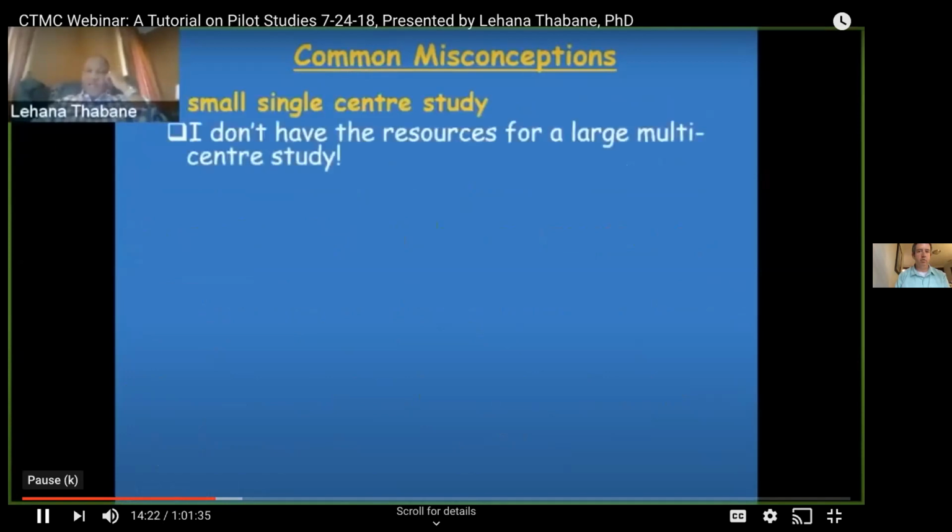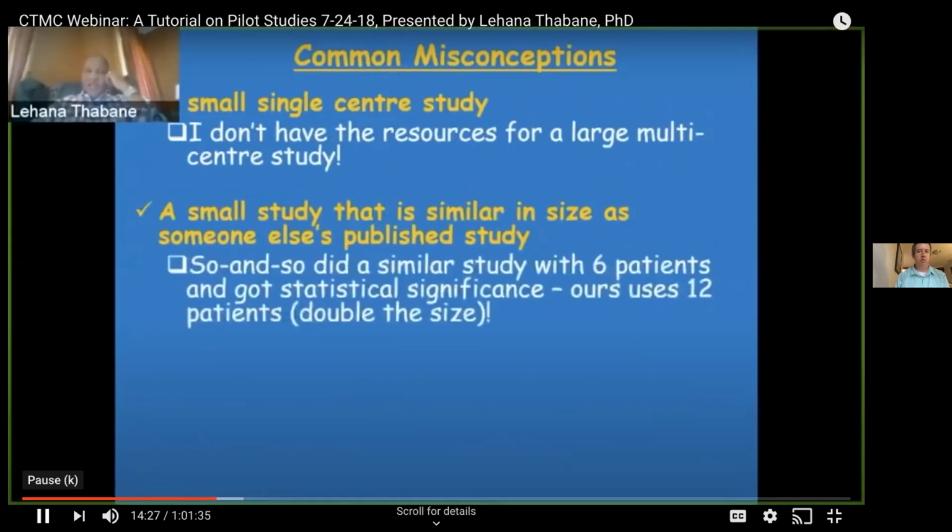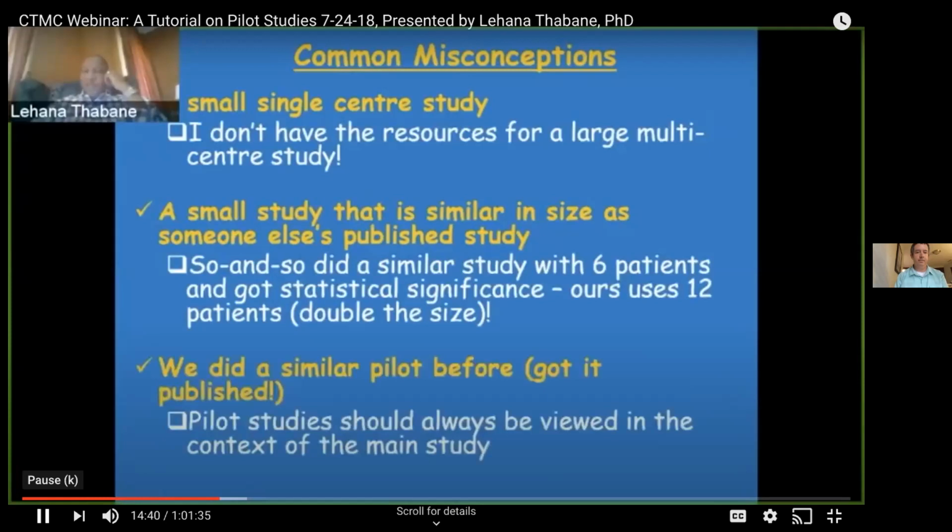A single center study, I don't have the resources for a multi-center study. So-and-so did a similar study, and they got statistical significance. Ours uses 12 patients, which is double the size, and therefore we'll still call it a pilot. We did a similar study before and got it published. Typically, these are unfortunate excuses which are really mischaracterizing what a pilot or a feasibility study is. Bear in mind that really it derives its name from the goal of assessing feasibility.